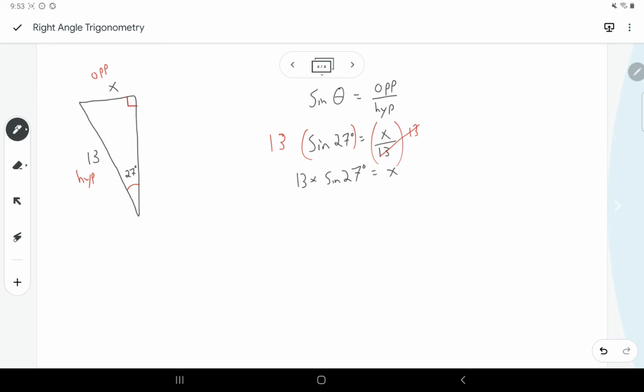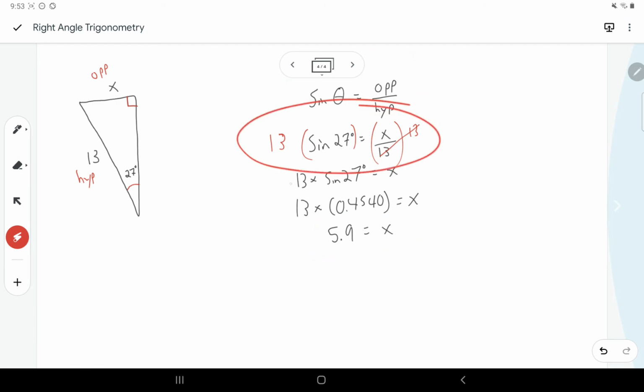So now we can just start solving this. When we solve for that sine, it will be 13 times 0.4540. Again, just keeping those 4 decimal places for the sake of accuracy until the end of the question. And that equals x. And then if we multiply those together, we get 5.9 equals x. So it's a little bit easier to find that opposite since we don't have to do that extra step in the middle. But same kind of process, you know, just use the equation, solve for x, and then solve the equation in your calculator.